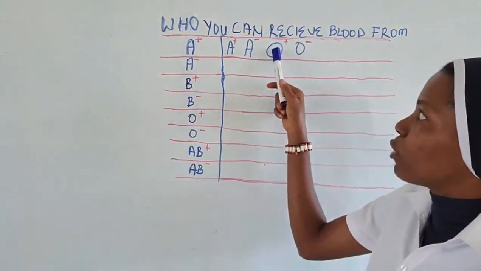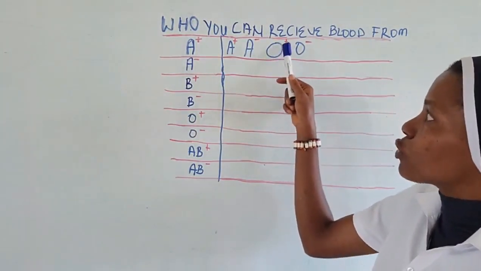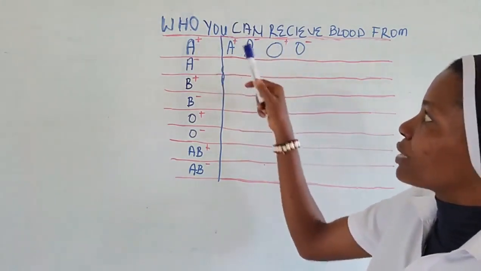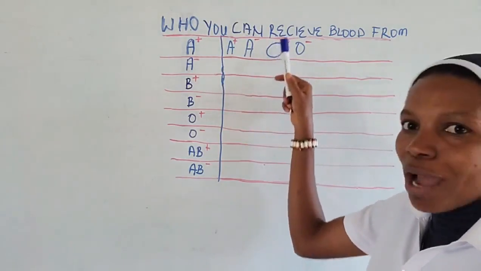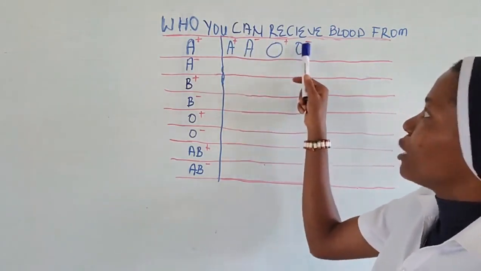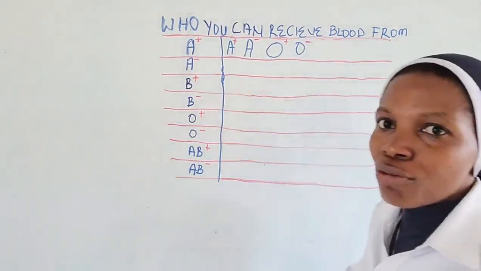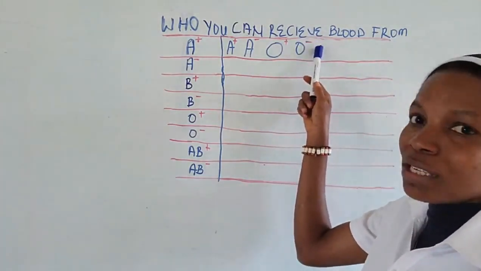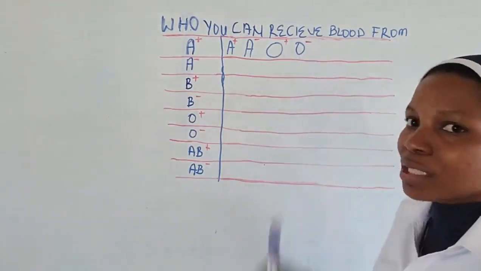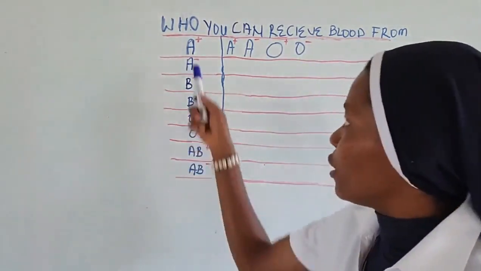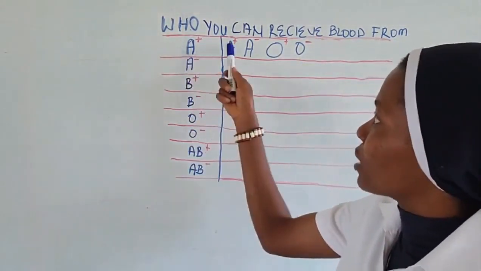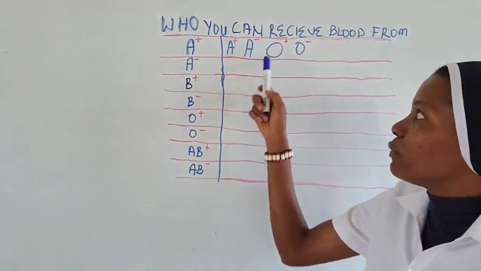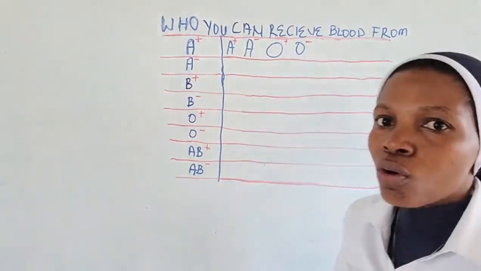Then you can also get blood from an individual who is O positive, because of the positive Rhesus factor present, and because O means that there is no antigen present. Then you can also get blood from an individual who is O negative, meaning that there is no Rhesus factor present causing any reaction, and there is no antigen present that will cause a reaction for an individual who has A type. So you can take blood from anyone who is A positive, A negative, O positive, or O negative.